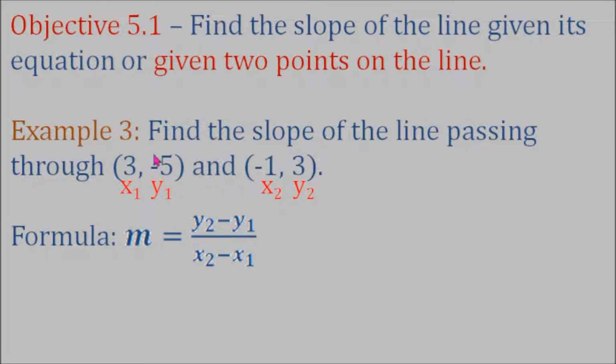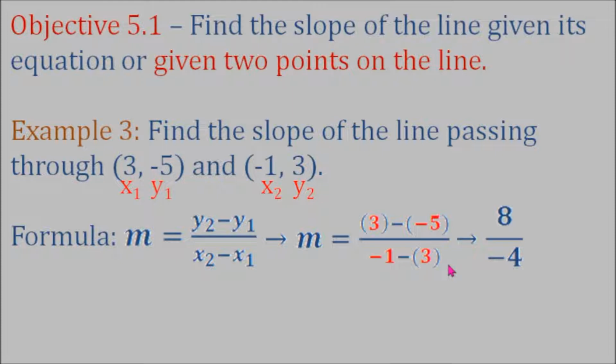So substituting these numbers into our formula, we have m equals 3 minus negative 5 over negative 1 minus 3. 3 minus negative 5 is 8, and negative 1 minus 3 is negative 4. So we have 8 over negative 4, and 8 over negative 4 is negative 2. So this is our slope.